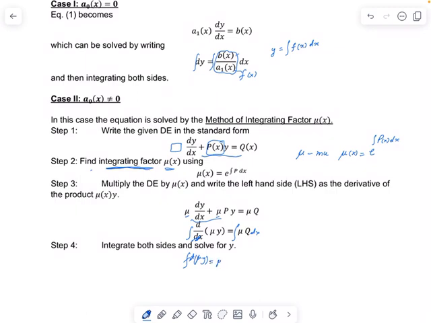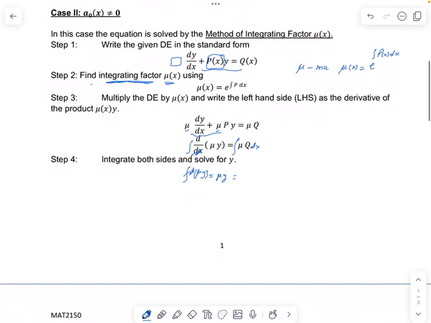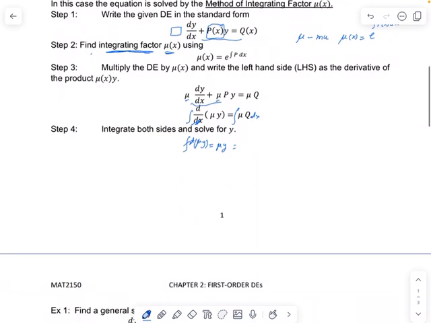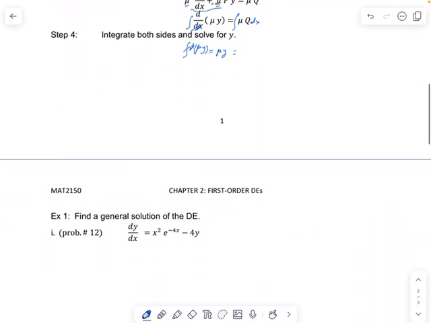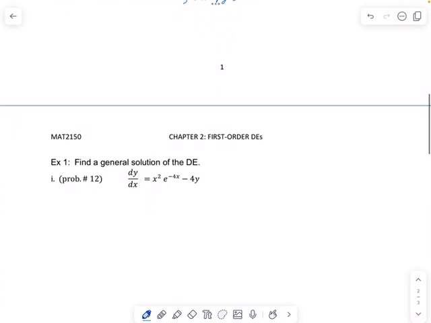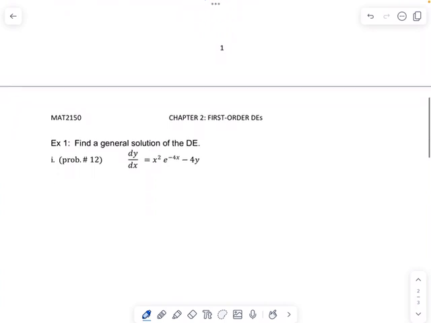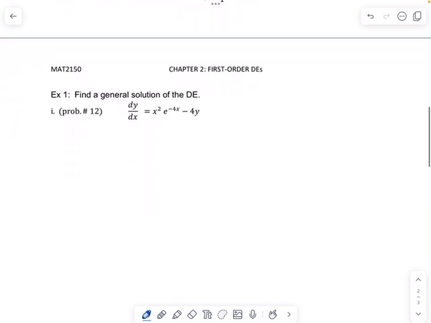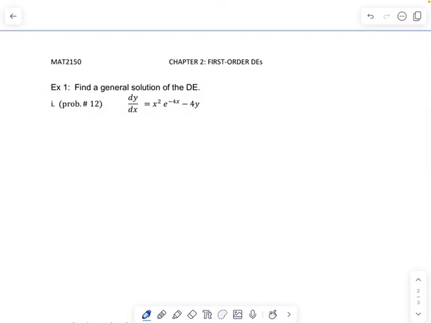So we end up getting mu y on the left hand side, and on the right hand side we integrate whatever the function is. It will be a function of x, so we integrate that. So let us look at one example here. It says find the general solution of the differential equation given here.